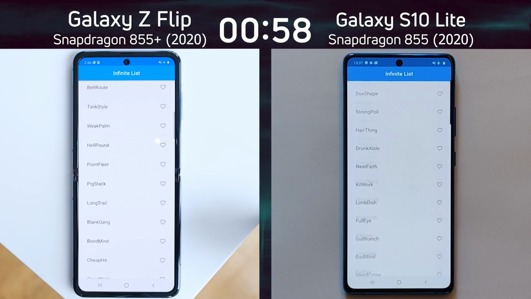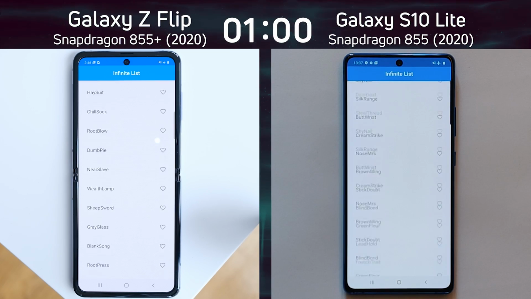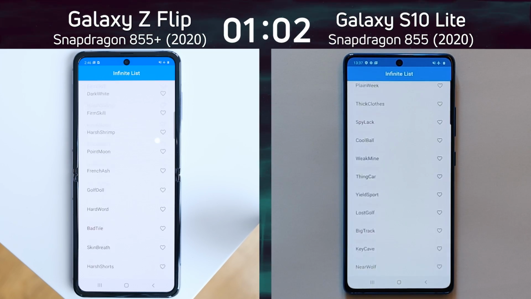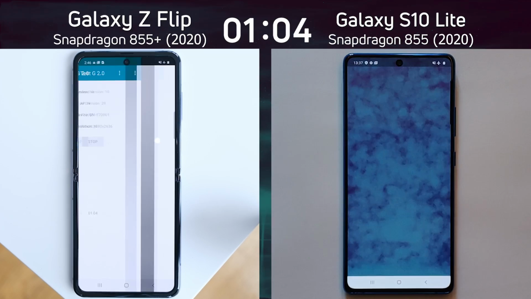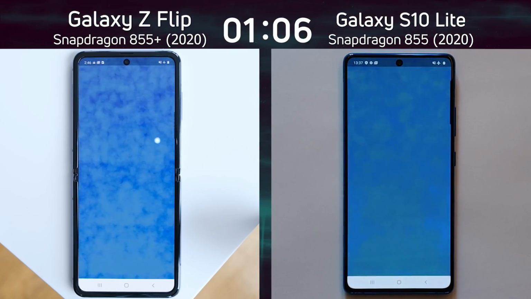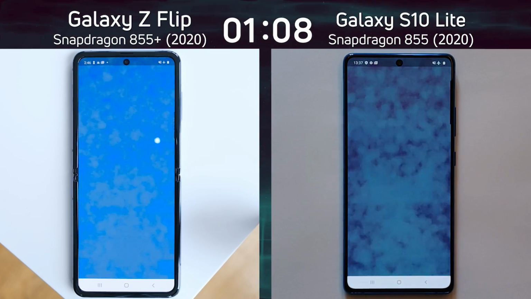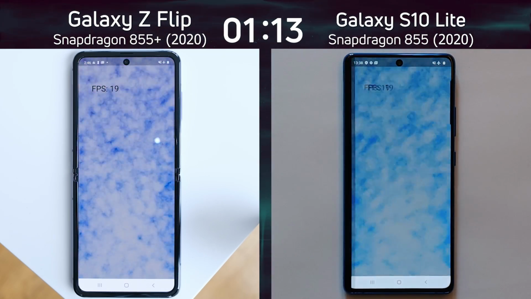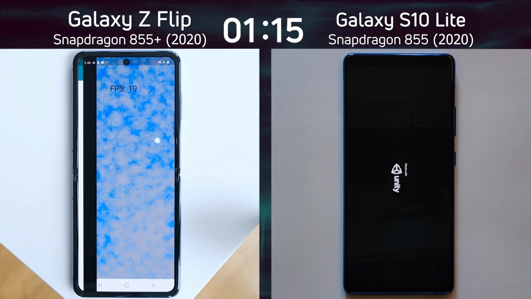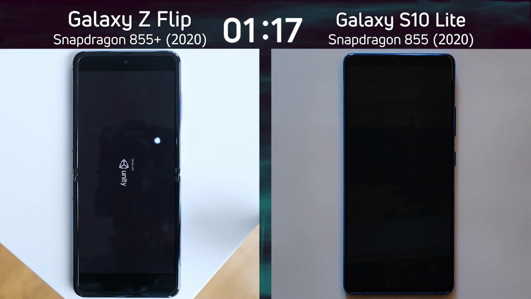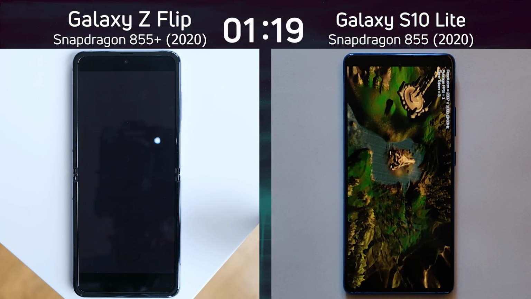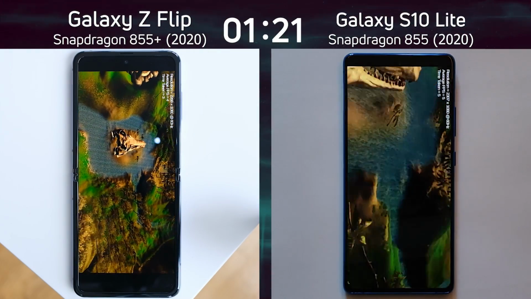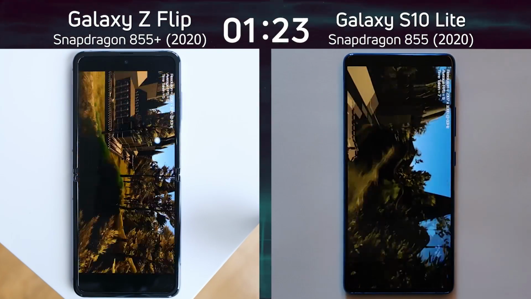So the Snapdragon 855 in the Galaxy Z Flip is actually slightly behind at the moment. Will it be able to claw its way back as we go into the smoke particle test? Let's see what the frame rate is on both of these devices. 19 frames a second there on the right hand side, 19 frames a second there on the left hand side, as the Galaxy S10 Lite was the first into the Unity test. The Galaxy Z Flip is also into the Unity test, both of them looking pretty smooth there.